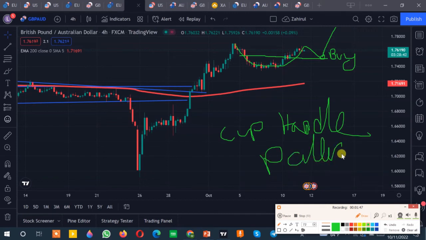So we are waiting for confirmation of this candle, of this pattern.